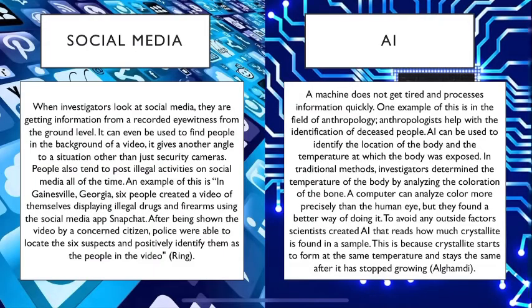Reduction of human error. Social media. When investigators look at social media, they are getting information from a recorded eyewitness from ground level. It can even be used to find people in the background of a video. It gives another angle to the situation other than just security cameras. People also tend to post illegal activities on social media all the time.